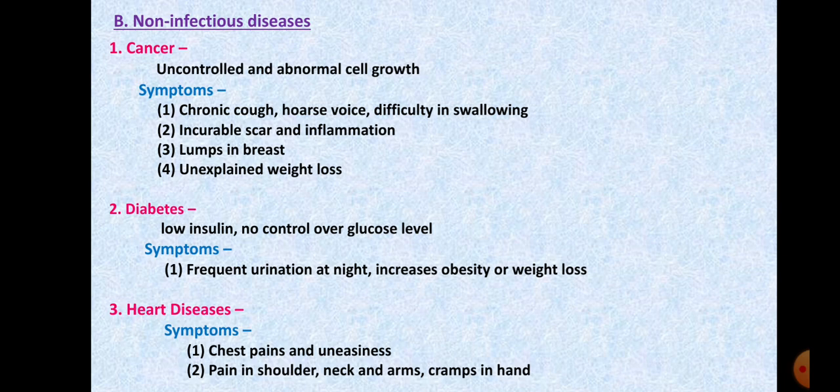And the symptoms of heart disease are chest pain. As we know, the heart is present in the chest region. So chest pain and uneasiness, breathing problems can be there. And generally in the left shoulder, neck and arms, cramps in the hand can also take place. So these are all the symptoms of heart disease.